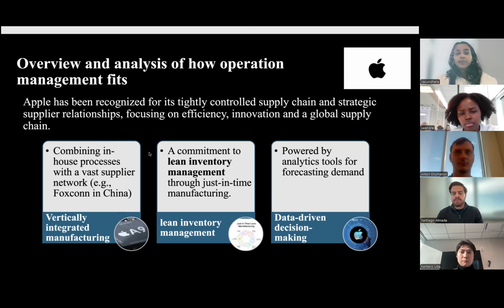Secondly, Apple adopts lean management, lean inventory management through a just-in-time process, which we have also studied in our class. This strategy decreases waste and storage expenses by supplying components only when they are needed. For example, during COVID-19, this method allowed Apple to remain adaptable and respond to the supply chain interruptions while avoiding overproduction.